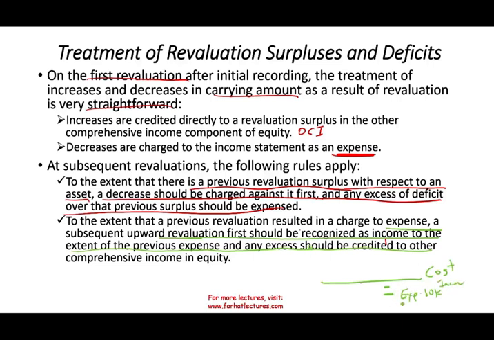But let's assume I went from negative 10,000 to positive 3,000. Now, positive 3,000. Well, guess what? I have 10,000 of income, and 3,000 goes into OCI. So again, the same concept.